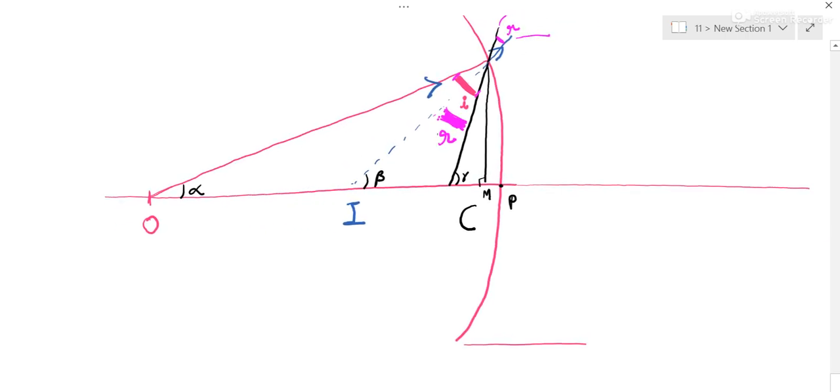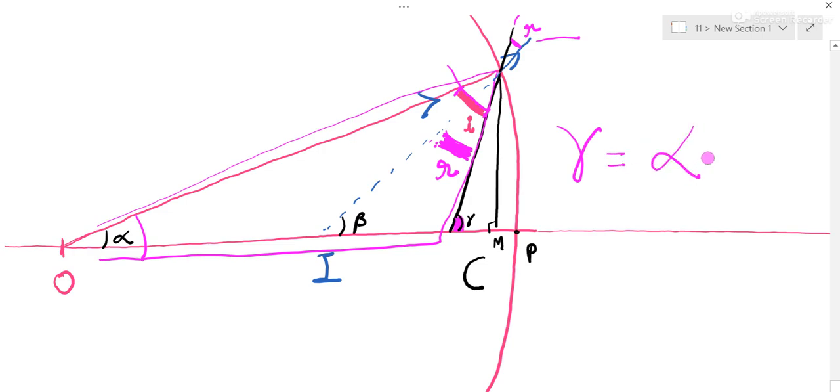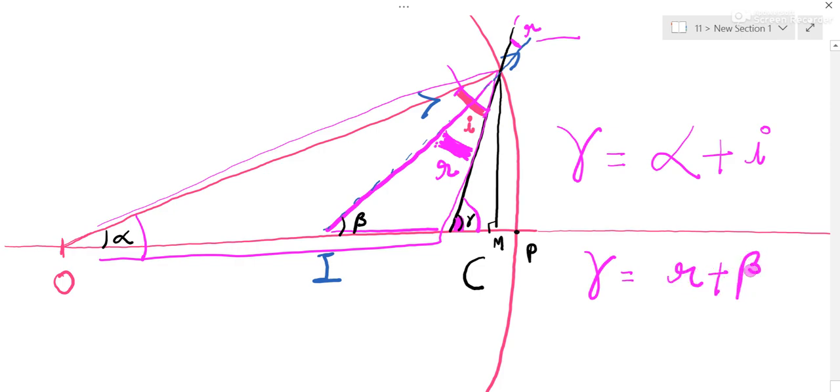Okay, let us write down the relationship now. So let us write down the angle relation. You all can try and then confirm. Look, this gamma is the exterior angle. Okay? Of which triangle? This and this I. So this is a triangle. So gamma is the exterior angle, so it is alpha plus I. Gamma is also the exterior angle of this triangle, this blue color triangle. So gamma is also R plus beta.